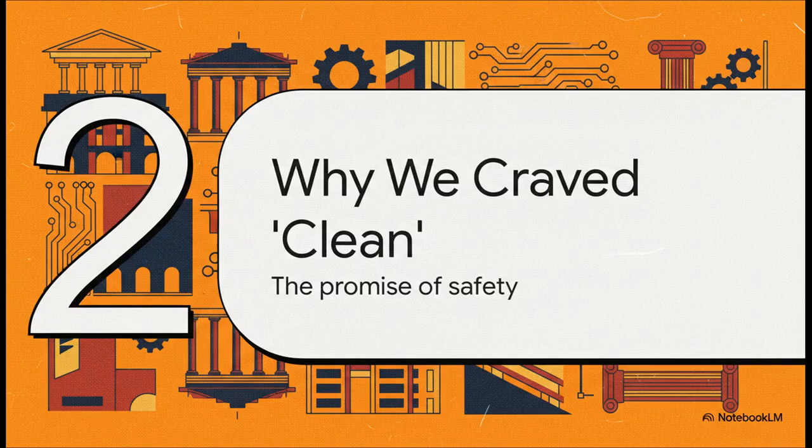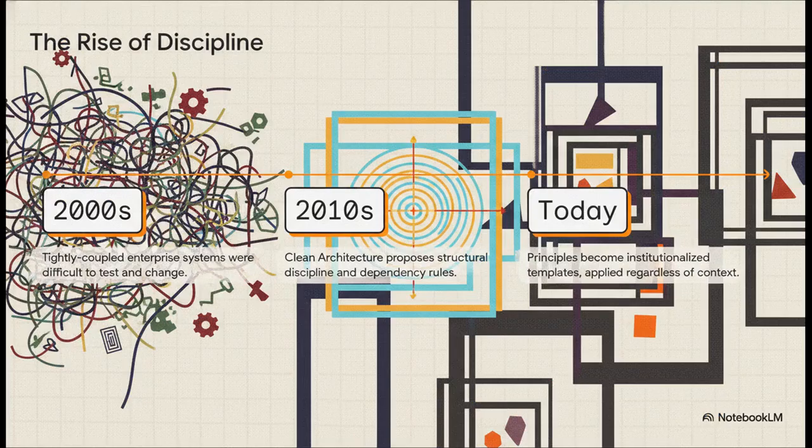Okay, but let's be fair here. We didn't end up here by accident. These patterns didn't just appear out of nowhere. To really get why we crave something like clean architecture so much, we got to take a quick look back at what things used to be like. So if you remember the 2000s, a lot of big enterprise systems were, well, a mess. You had this tangled spaghetti of business logic all mixed up with frameworks. It was a nightmare to test and just terrifying to change.